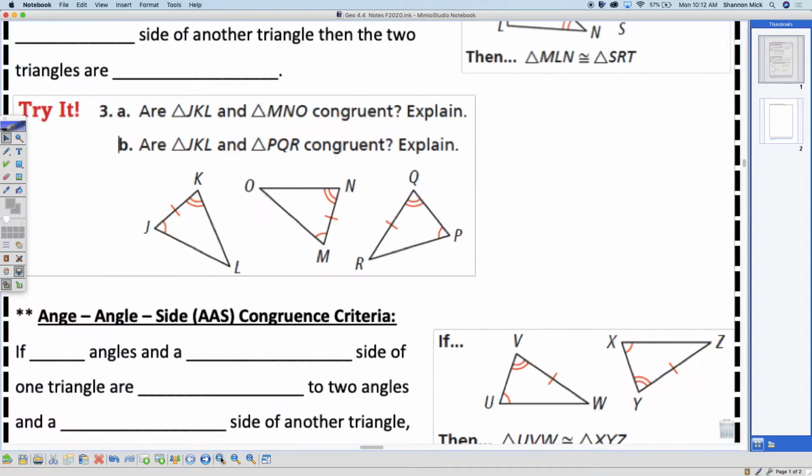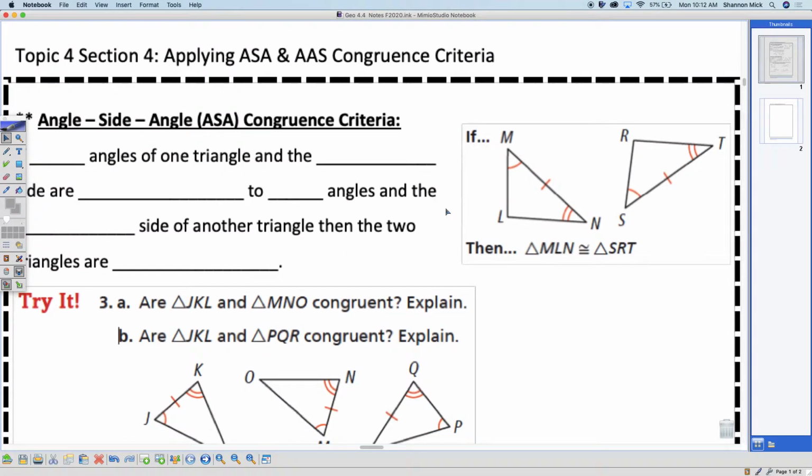Okay, so today we are going to, ooh, that got kind of big. That's okay. Okay, today we're on topic 4, section 4. Our test is Thursday, guys.